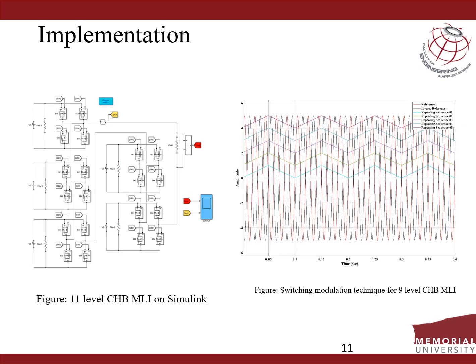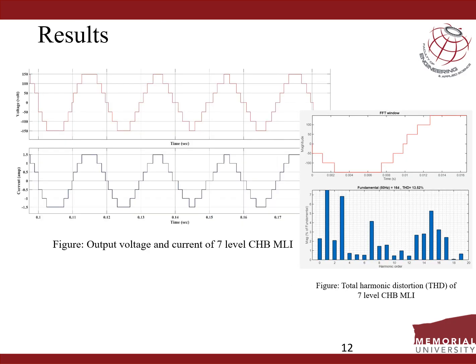And here is the implementation for the 11-level cascaded H-bridge multilevel inverter on the Simulink. As it is an 11-level, we have 5 H-bridge cells, and that's it. Here are the results for the 7-level cascaded H-bridge multilevel inverter.